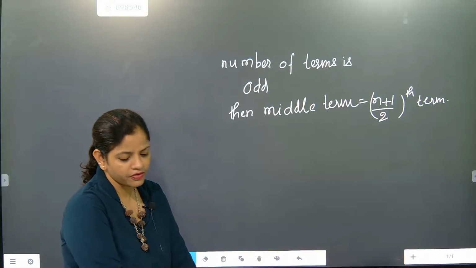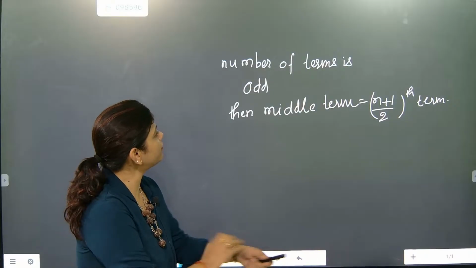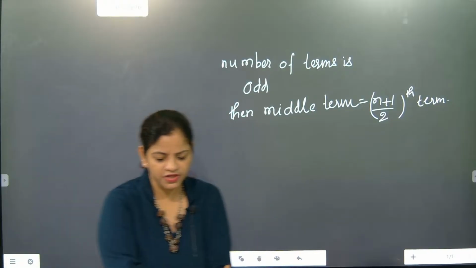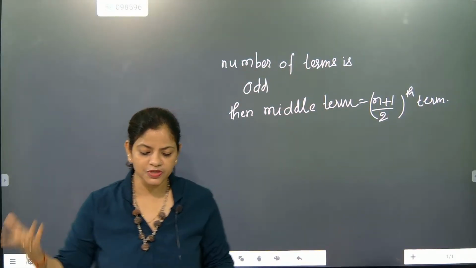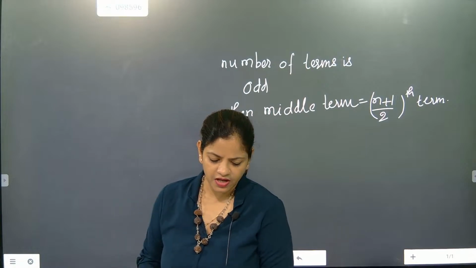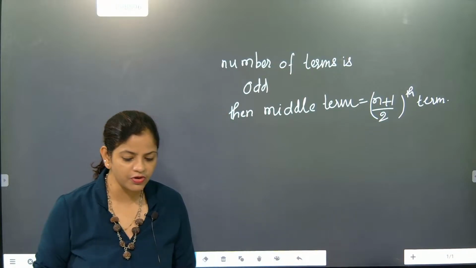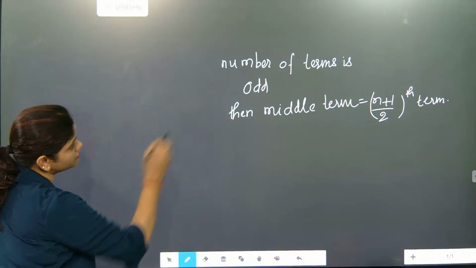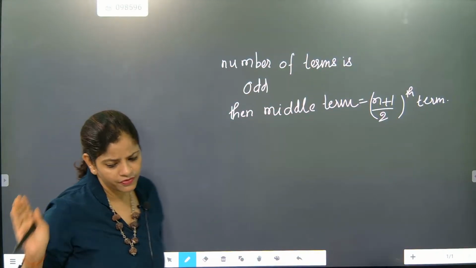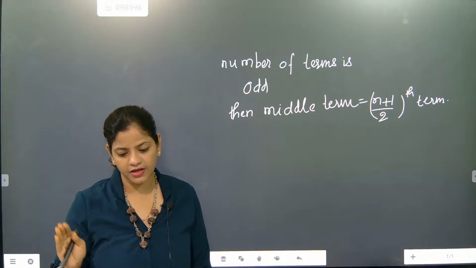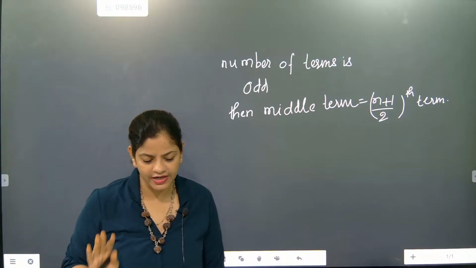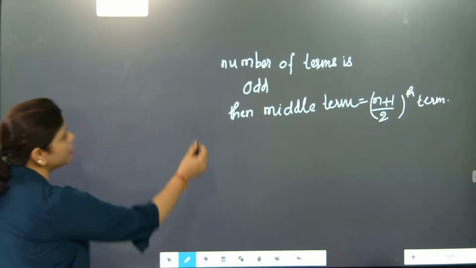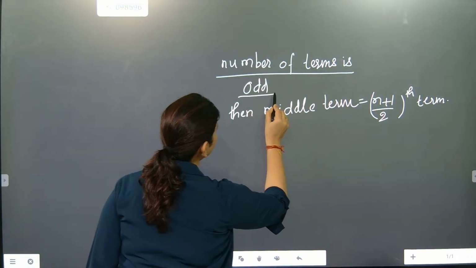If it is even, the number of terms is even, meaning the total number of terms is coming as even, then what will be there? And when the total number of terms is odd, what happens? Here I'm talking about the total number of terms, not about n. You must be very careful when writing that part. I told you, number of terms odd.